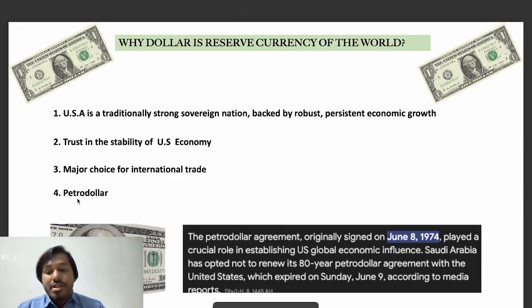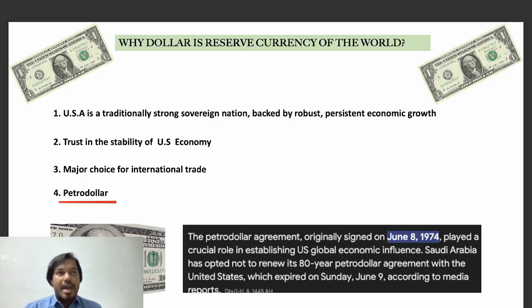Here the fourth major point is, as I said, the petrodollar. India is heavily dependent on oil, and many countries like China are also dependent on oil. So major countries around the world are dependent on oil. Saudi Arabia and the major Gulf countries, the highest oil reserve countries, sell in dollars. So countries dependent on oil, like India, need to have dollars as a reserve so that they can buy oil anytime they want.